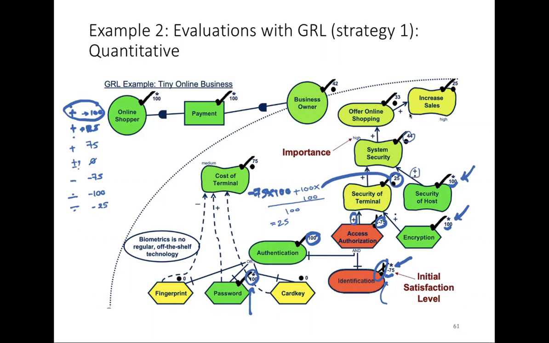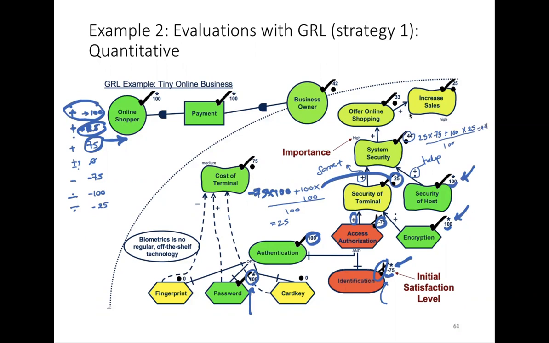And then, in order to find the 44, we do have the help. So this is the symbol for the help contribution, and this symbol is for some positive. So some positive in the graph here is just a value of 75, and the hurt relationship is a value of 25. So if we would like to find the 44, we take the satisfaction level of 25 times some positive, which is 75. And then we add to this the 100 of the security of host times the help contribution, which is 25. And then we divide this by 100. So now the satisfaction level of the system security is 44.